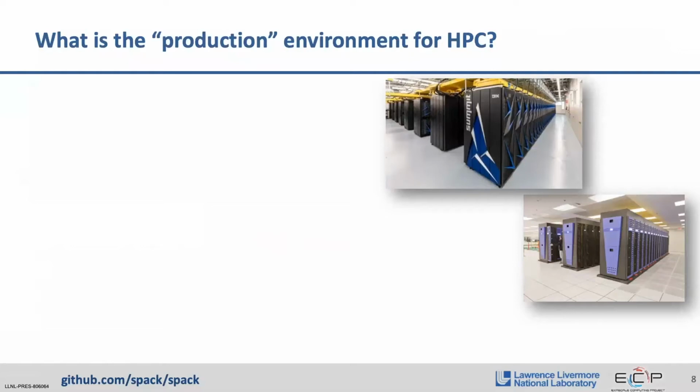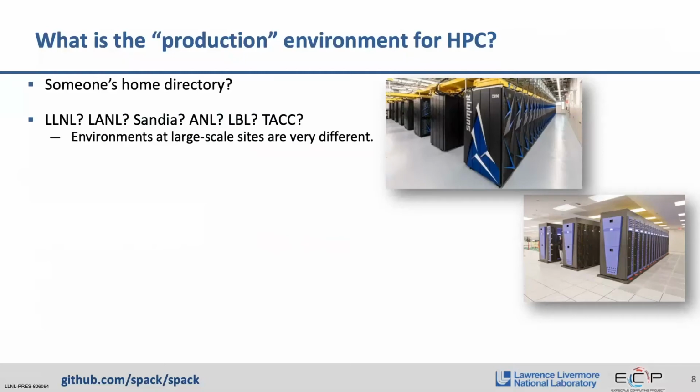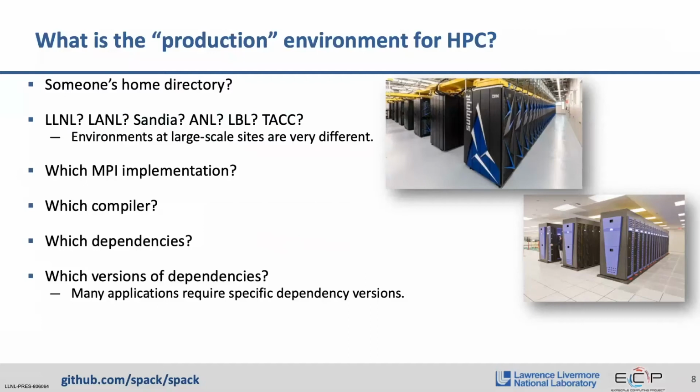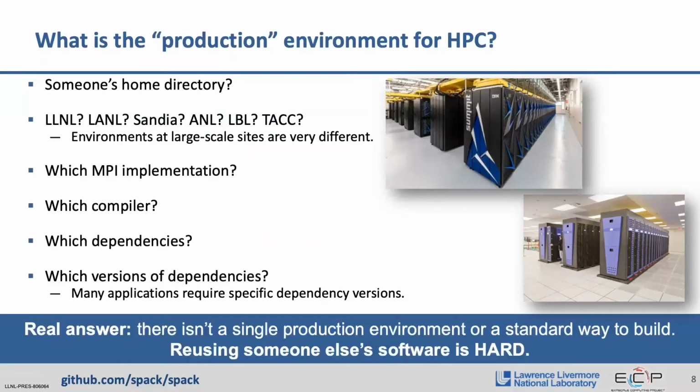In HPC, we sort of have another problem, which is that there are lots of different machines. So is the production environment your user's home directory? We usually distribute things with source, and so your users actually have to build your application. Is it Livermore, Los Alamos, Sandia, Argonne, TACC, one of these centers? Those are all very different environments. They have different module names and things. Which MPI implementation is it? All the different centers use a different or a slightly differently tuned MPI. There are different compilers, different dependencies, different versions of dependencies. And so there really isn't a production environment in HPC. There's a bunch of them. And that includes your laptop, because people do a lot of their development on their laptops before they scale things up to a supercomputer. So making that whole workflow work is a challenge.